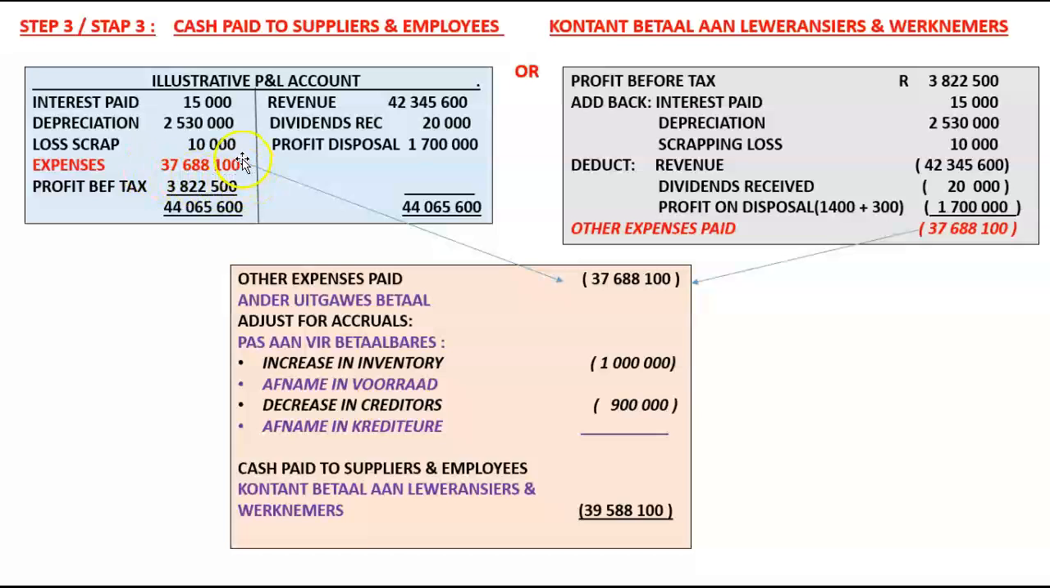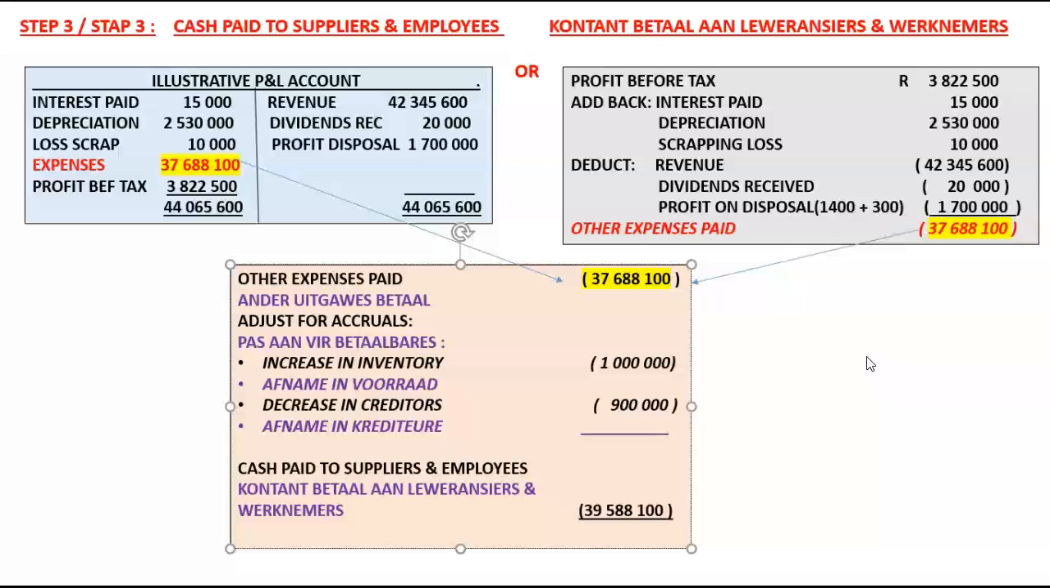So you're adding about 5 minutes to your calculations unnecessarily. So expenses, these are all the other expenses which were in my P&L account, which equals 37,688,100. Here I've worked out exactly the same figure, 37,688,100, and we're going to transfer that here. It's expenses, so expenses are in brackets because it represents a cash outflow.